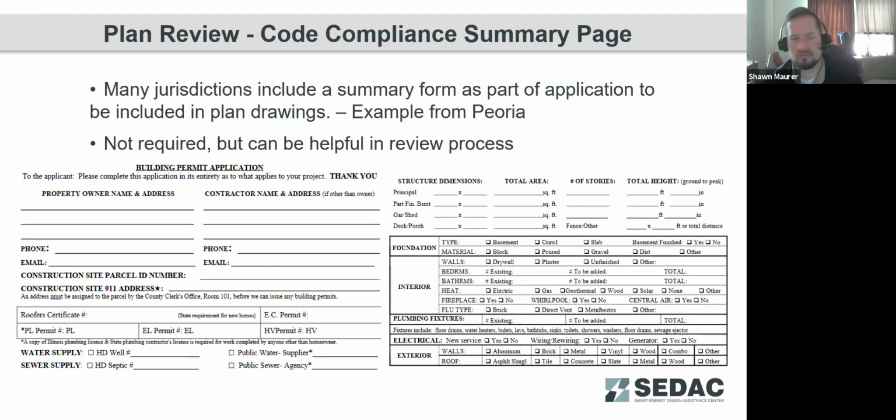Another thing that is helpful, and many jurisdictions include, is a checklist of the compliance requirements for your chosen compliance path. We have an example here from the Peoria Building Office of a building permit application. Included on that application is information on the type of foundation, the type of construction for the building, and information on the total areas of different sections of that building. So you're documenting a lot of the information you're also documenting in that summary table, including R values and information such as that.